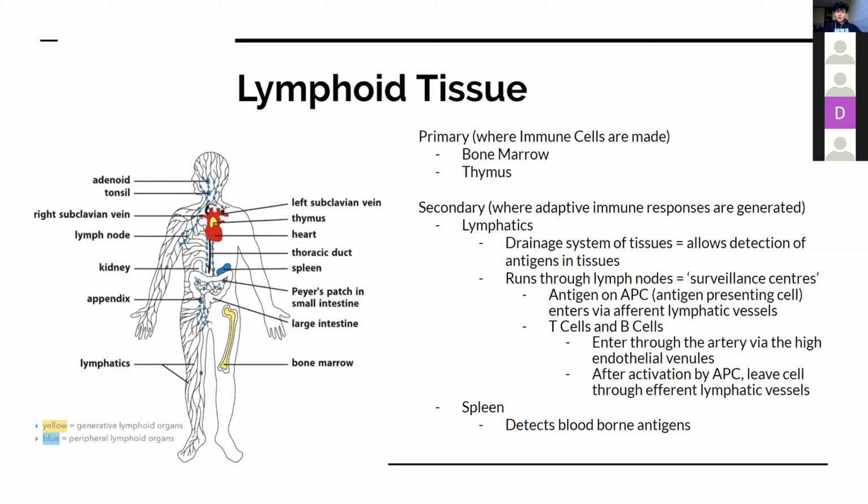Then T cells and B cells enter through the arteries via the high endothelial venules, and after activation by the antigen presenting cells, they leave the node. So this is basically where antigen presentation occurs within regional lymph nodes, where the antigen presenting cell presents itself to T cells and B cells, and then those guys exit. We'll cover more about that later. And then the spleen detects bloodborne antigens, and is kind of like the lymph node of the blood system. All right, cool. Let's move on a bit.